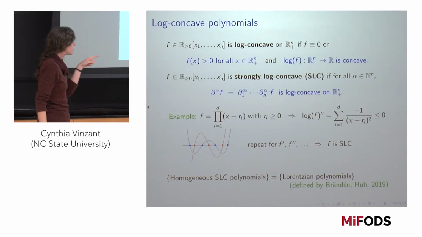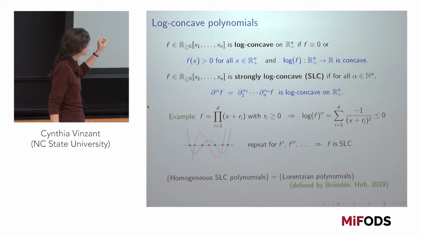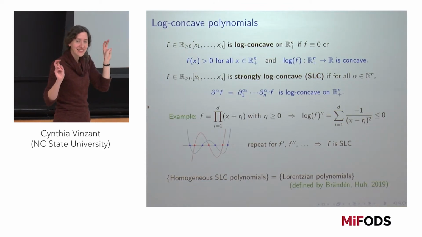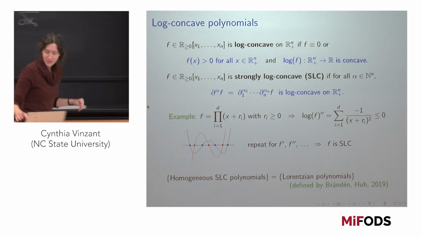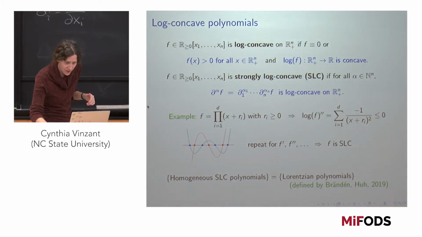So in a recent paper by Peter Brändén and June Huh, it was shown that there are various equivalent ways of writing down this condition of being strongly log-concave. And for homogeneous polynomials, it's the same as a condition called Lorentzian, which they study and also find to be useful.